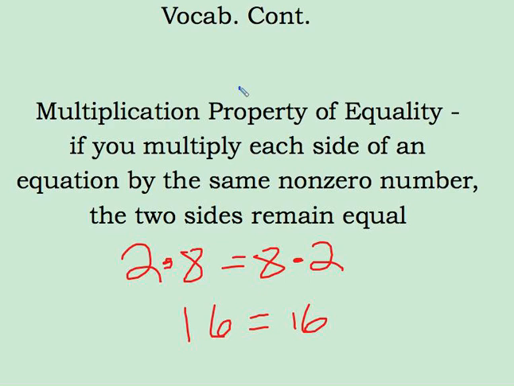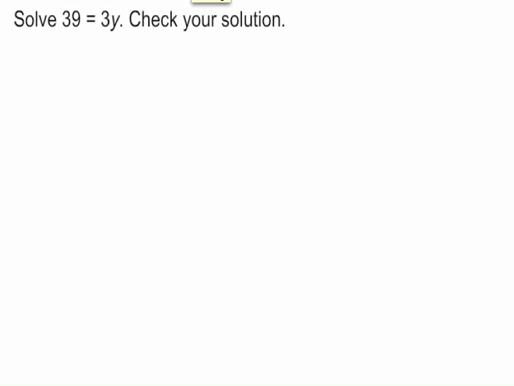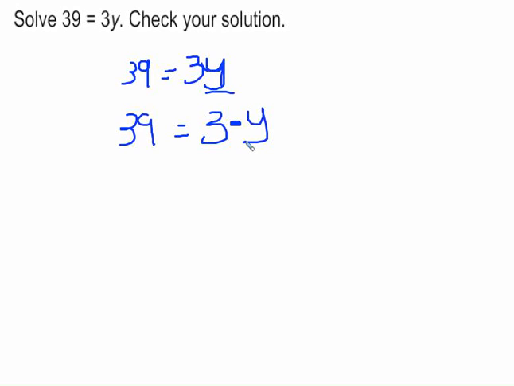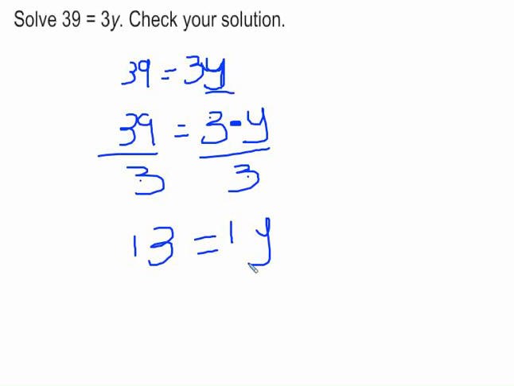So let's use this in an example. The first example is 39 equals 3y, and we want to solve for y. Okay, so in this case, I look at my equation, and I know that I have 39 on the one side, and 3 is being multiplied by y. So the inverse operation that would undo this multiplication would be division. So using the division property of equality, I'm going to divide each side of this equation by 3. I'm going to have 39 divided by 3 is 13. 3 divided by 3 is 1, which leaves me 1y equals 13.